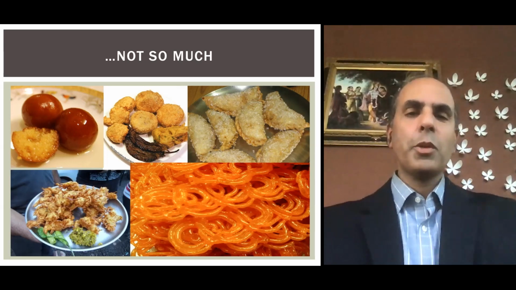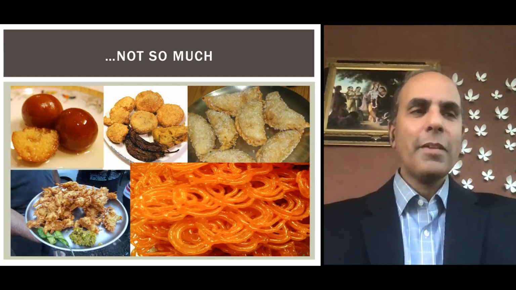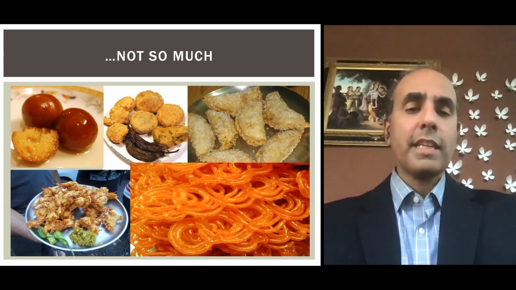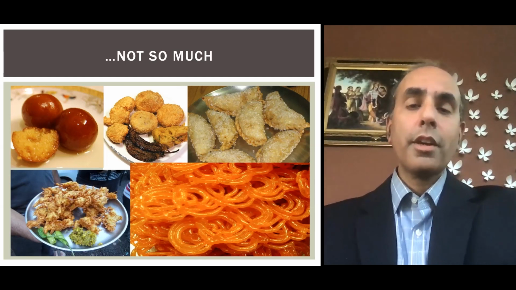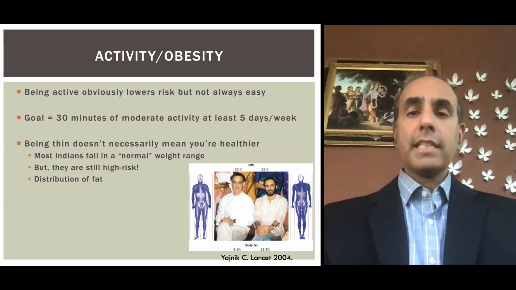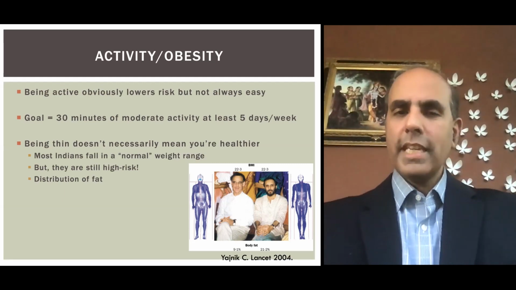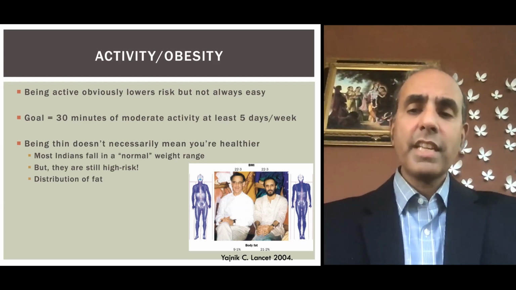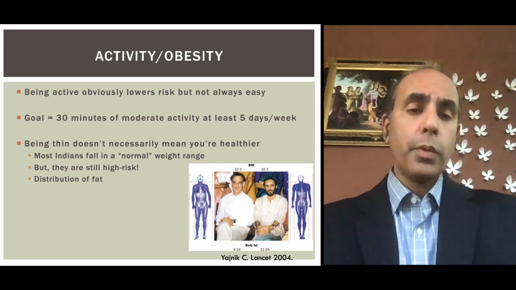And so, these are the choices that we have to make, and these kinds of choices make a big difference in terms of our overall cardiovascular risk. Now, being active obviously lowers risk, but obviously not always easy. But the goal here is to try to do 30 minutes of moderate activity at least 5 days per week.